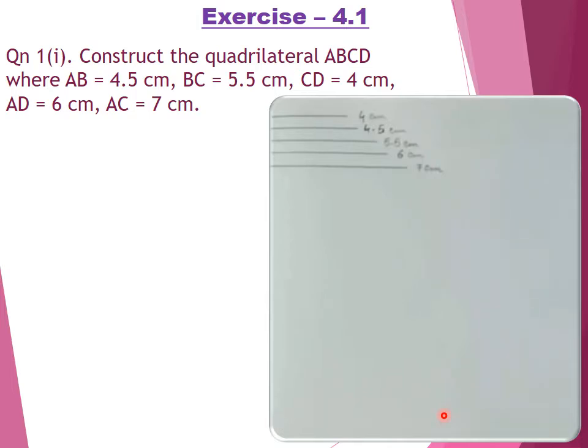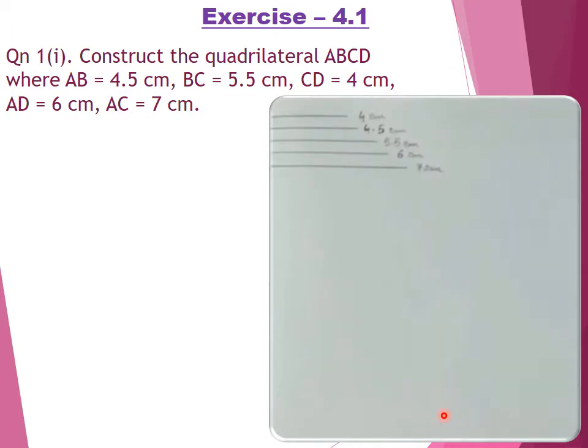In question number 1, the quadrilateral ABCD has sides AB equals 4.5 cm, BC equals 5.5 cm, CD equals 4 cm, AD equals 6 cm and AC equals 7 cm.